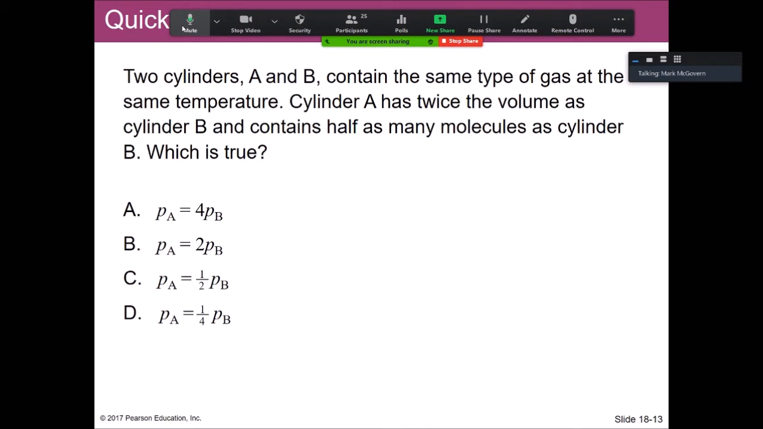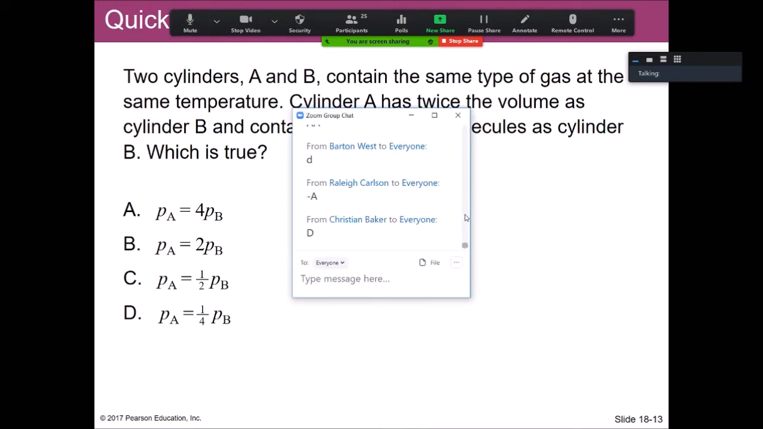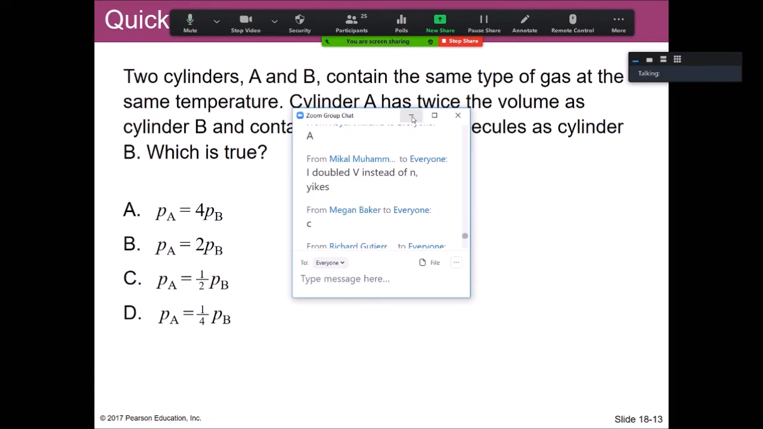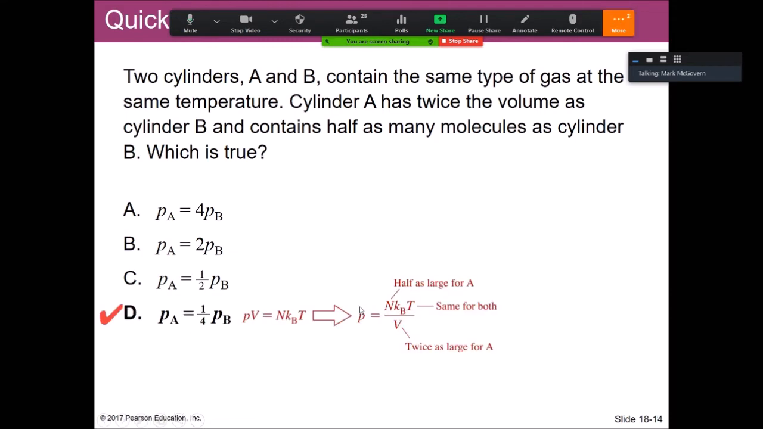Now we got a little bit more going on with this. Well, let's go through it. The answer is D. Why? Well, there's an inverse relationship with volume. So if you're doubling your volume, pressure is going to drop by half. And then we know what's going on with the molecules. We have half as many, and there's a direct relationship with pressure, so that means it's going to go down by a half.